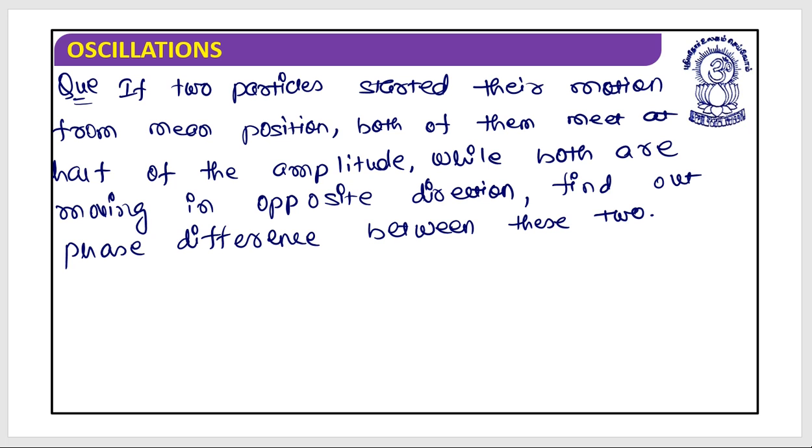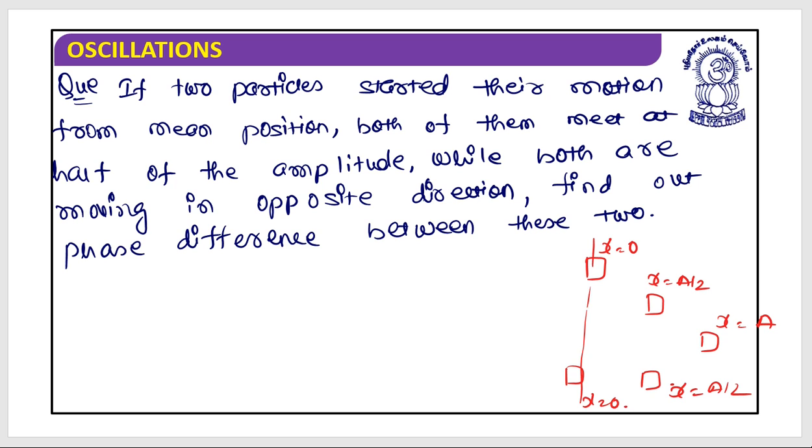How is this possible? If you understand this diagrammatically, this is mean, this is A by 2, this is A, this is again A by 2, and this is mean. So this is the situation. Let's say this is x equals 0, this is x equals A by 2, this is x equals A, again A by 2, and again 0. So they meet at A by 2.